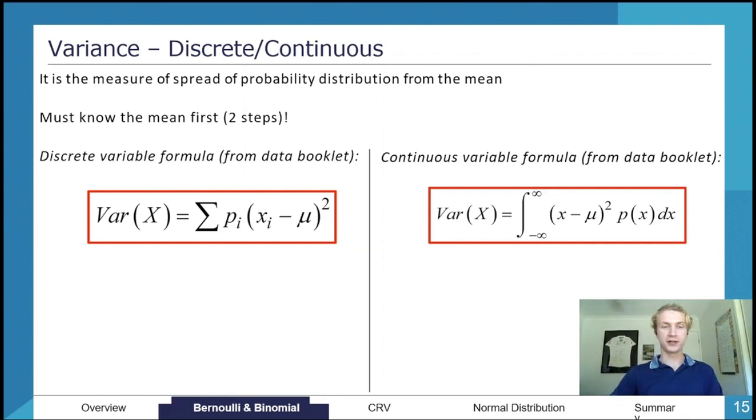These formulas, what you'll notice is they actually involve nu. So this is the symbol nu, and what is nu? It's the expected value, it's the mean. So because we have to know the mean, you actually have to sub in the mean to this equation first.